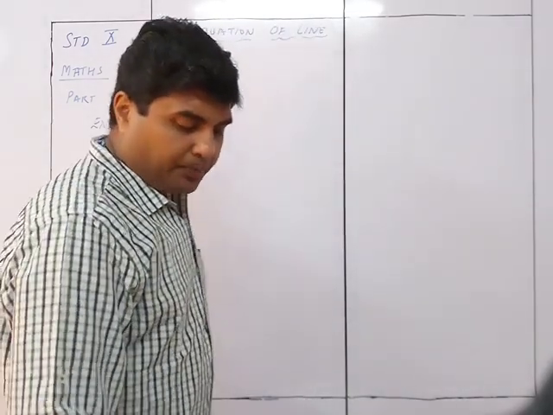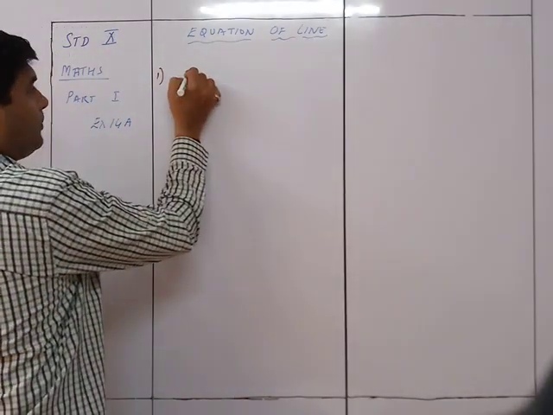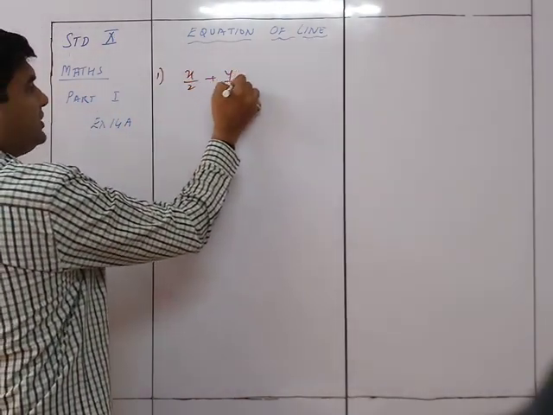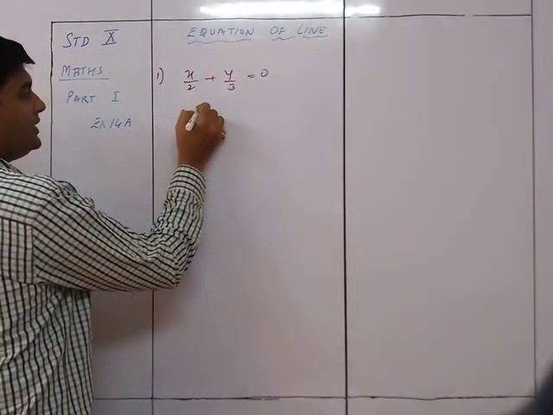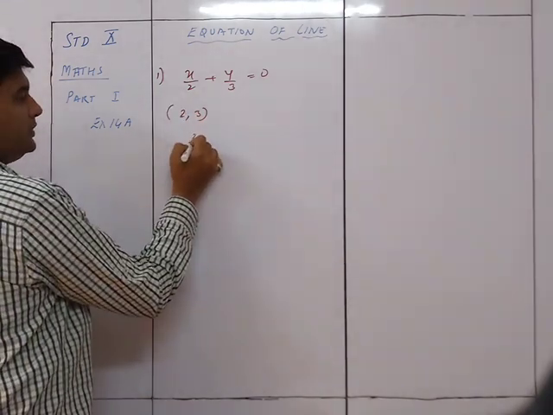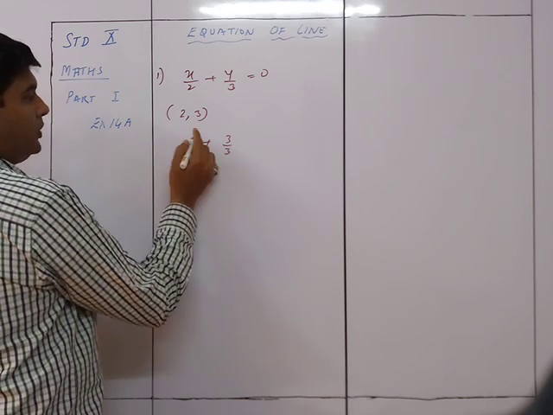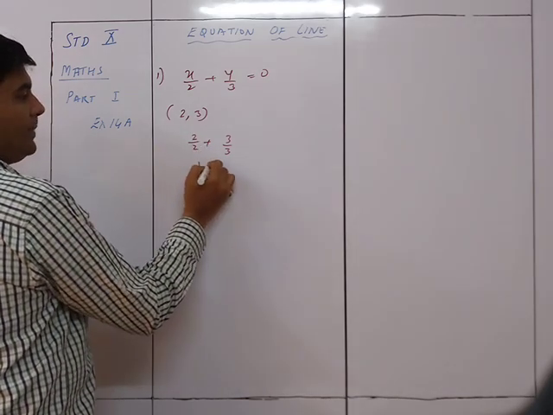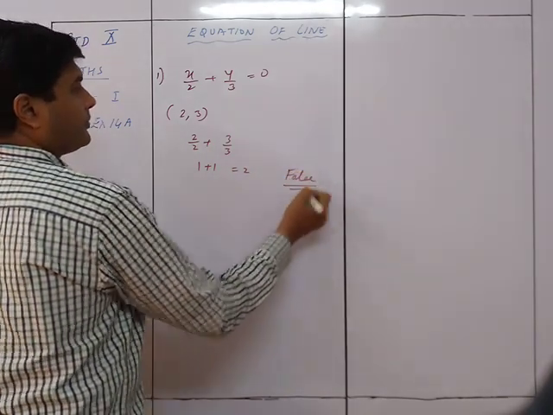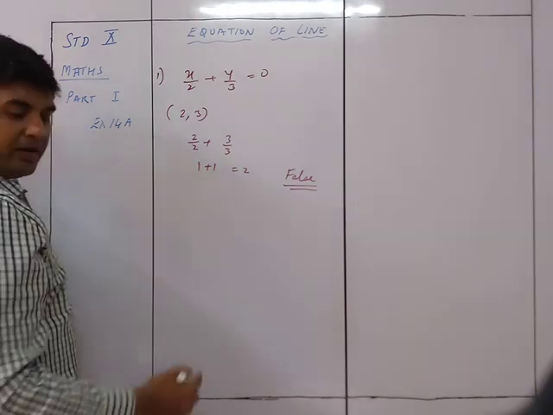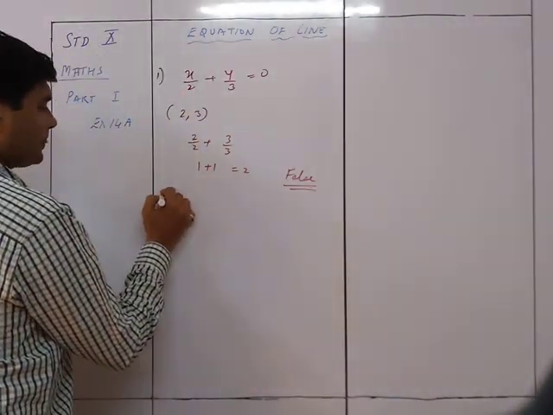First one: the line x upon 2 plus y upon 3 is equal to 0 passes through the point (2, 3). So we can put in 2 upon 2 plus 3 upon 3. This is 1 plus 1, which is equal to 2. So false. Here it should be 0, but what we are getting is 2. So false.